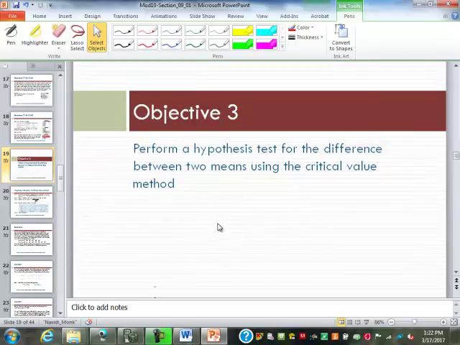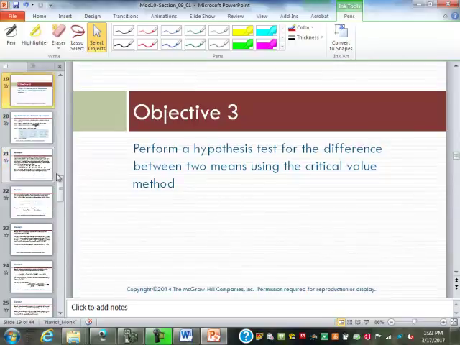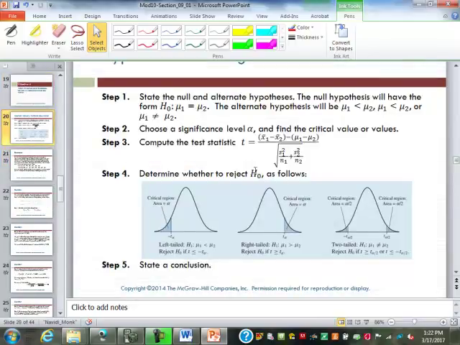If we're doing the critical value method, we would have done the same exact test, only we would have found critical values on the curve. And the same thing goes here. So depending on whether we have a left tail, right tail, or a two-tail test, our critical values will be located on that bell curve.